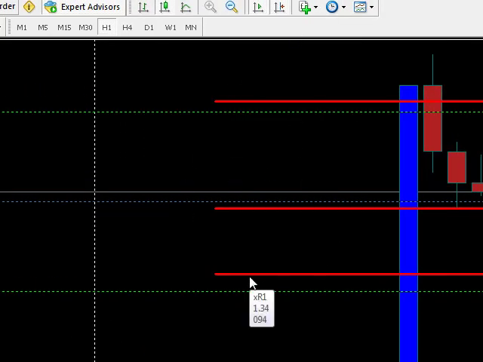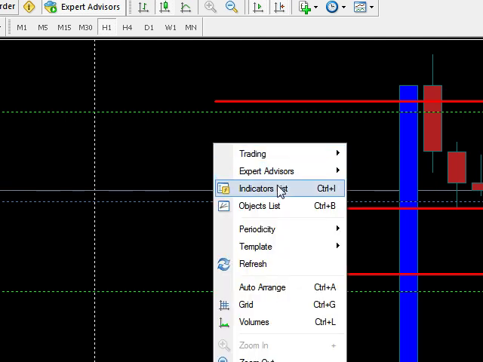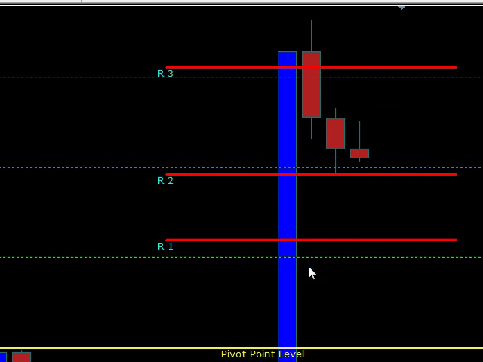Now that's a little strange because I have a white template and I have a black template. Because the indicators are named the exact same thing, oh boy, this isn't working out here.